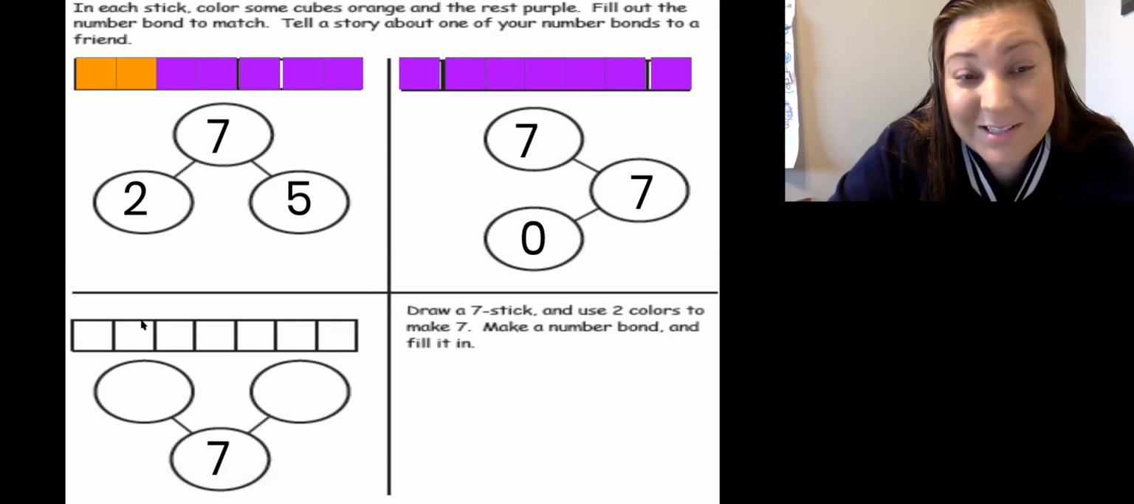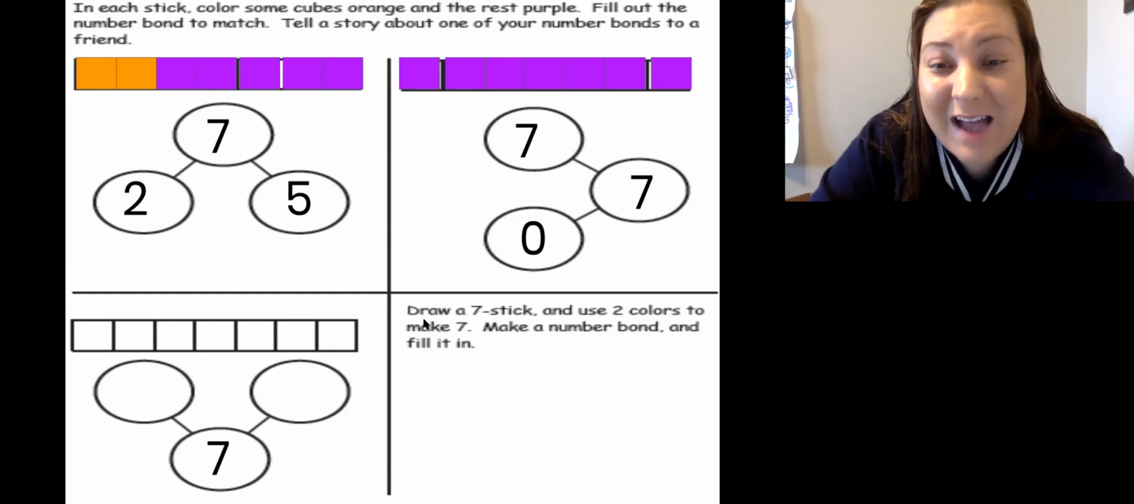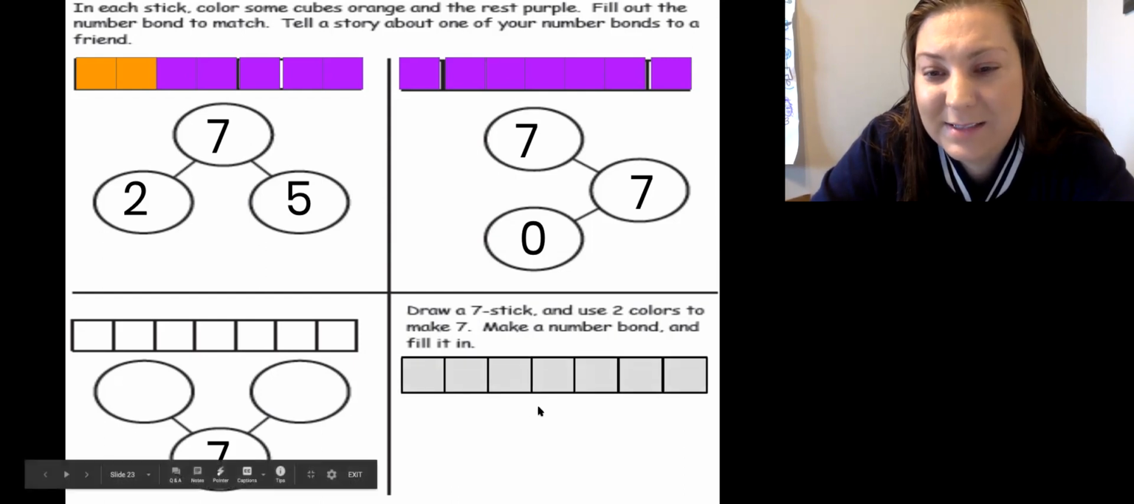Great job, scholars. Some of you said 1 was a race car and 6 were Legos. Some of you said 5 were race cars and 2 were Legos. Some said 3 were race cars and 4 were Legos. So many different number combinations. Great job, scholars. Let's do the last one together. Draw a 7 stick and use 2 colors to make 7. So there's my 7 stick. Go ahead and draw your 7 stick.